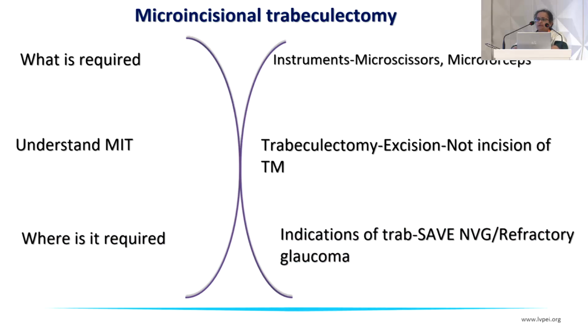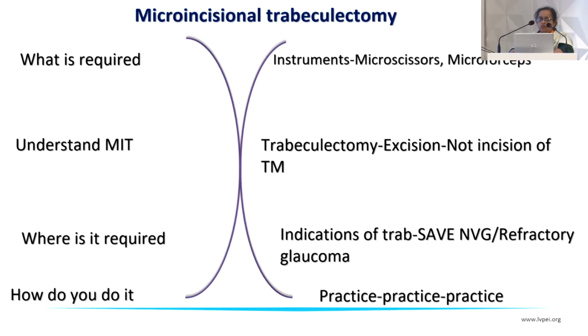Where is it required? Currently we are using it for a lot of indications, much similar to what we do for a trabeculectomy otherwise, but unlike MIGS, we are not doing it for very refractory glaucomas or NVGs or inflammatory glaucomas, because in those angle procedures you still have your prohibitions and doubts whether MIGS will help. So when you're sure that you can do a MIGS, that's where you can do an MIT also.